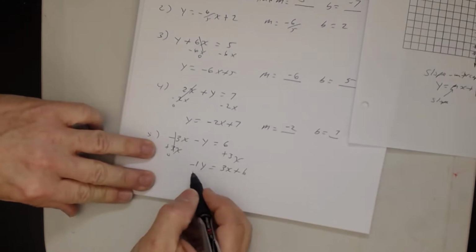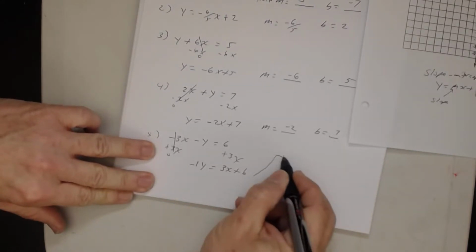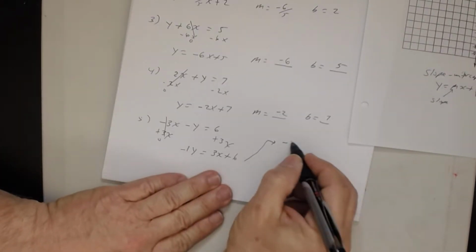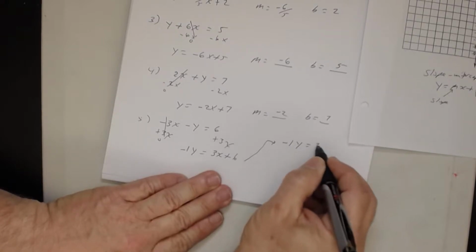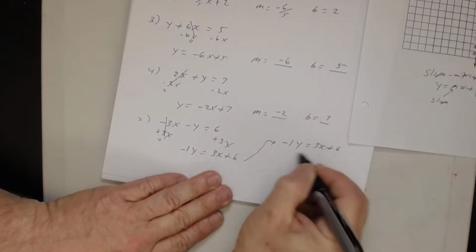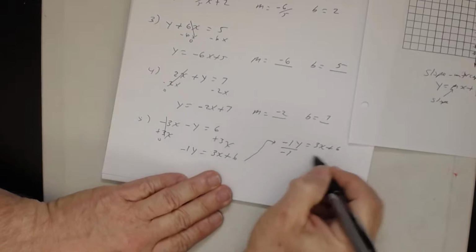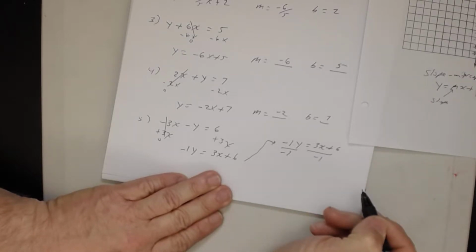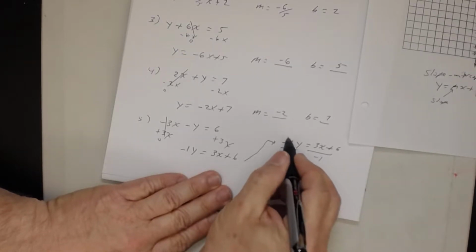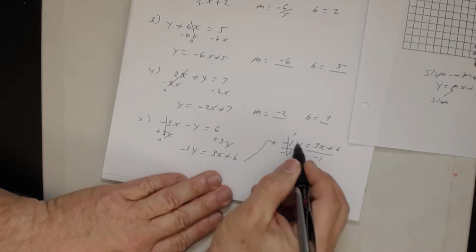Okay, so I'm going to go ahead and rewrite this equation over here. I'm going to divide both sides by -1. What I do to one side, I do to the other. Reduce. -1 divided by -1 is 1. 1 times y is y.